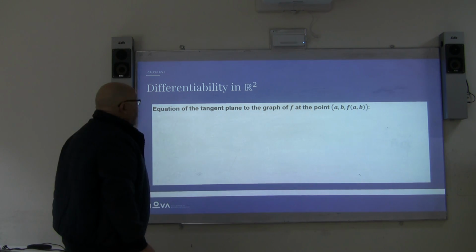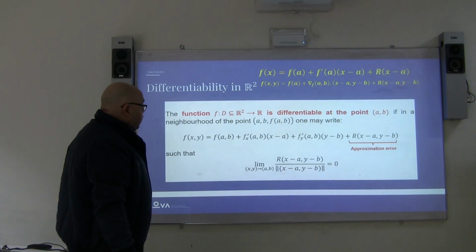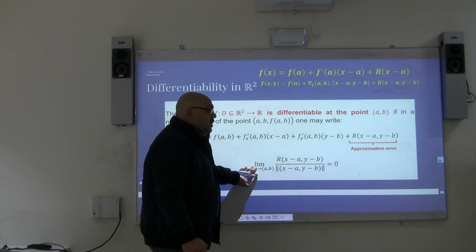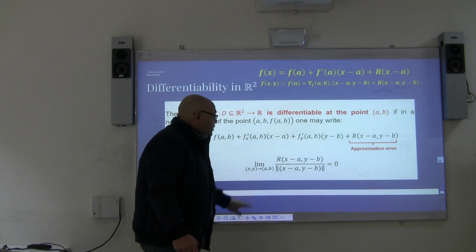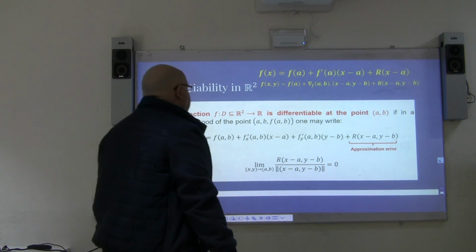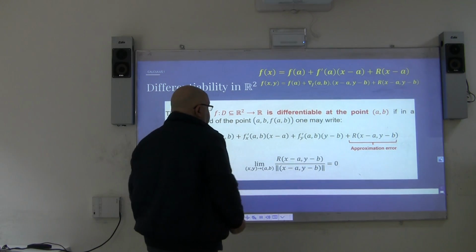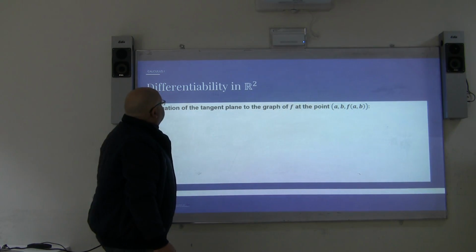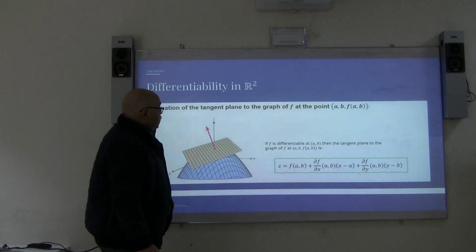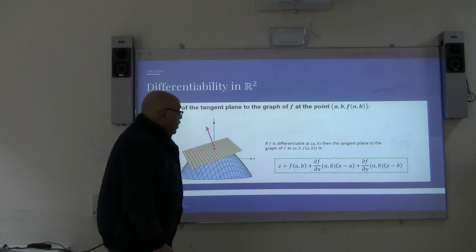So once more, the equation of the tangent is going to be very, very simple. As I told you, this is mainly the remainder term, which can be decayed, as you can see, once x and y approach a and b. Okay, differentiability in R2. The tangent plane equation can be easily obtained from this equation.